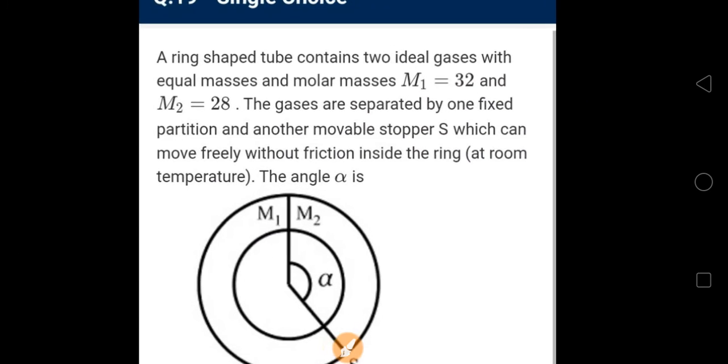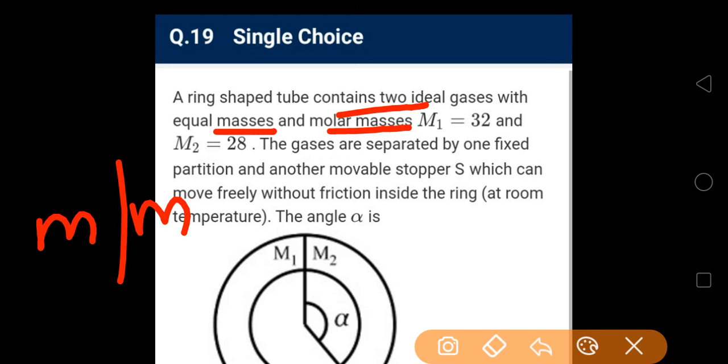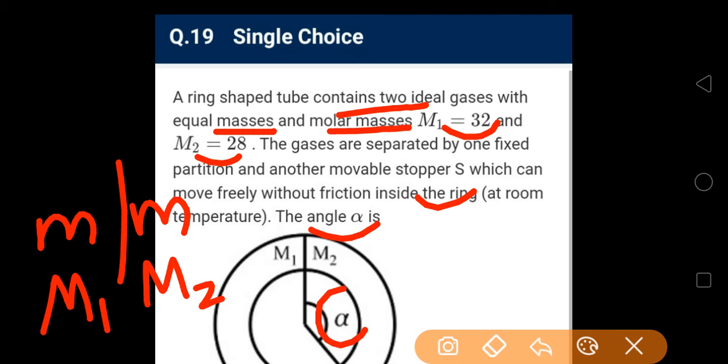Now 19th question. A ring-shaped tube contains two ideal gases with equal masses and different molar masses. Equal mass means the given mass is the same, m, m, but the molar masses are different, M1, M2. It is 32 and this is 28. The gases are separated by one fixed partition and another movable stopper S, which can move freely without friction inside the ring. What is this angle alpha?